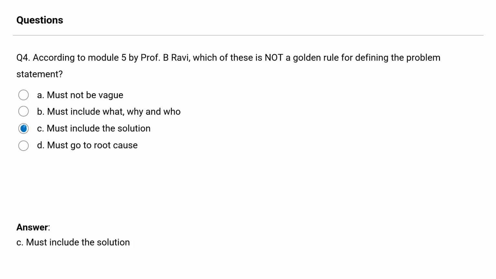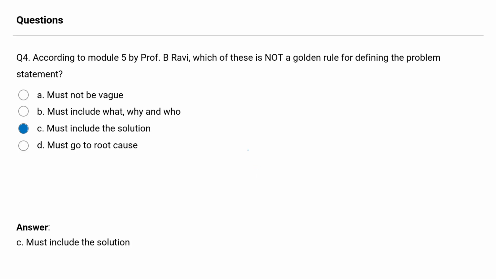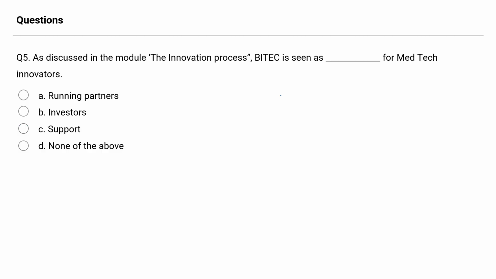I think our learners have clearly understood the question and appropriately addressed it. Okay. So ideally, a problem statement should have all these features. It should include what, why, and who. It should not be vague. It should not lead to a solution, and it should go to the root cause, the primary issue. Okay. Well done. Well done, guys. Let's go to our question 5.